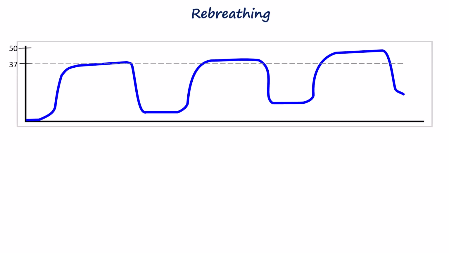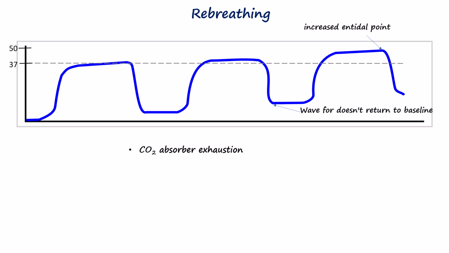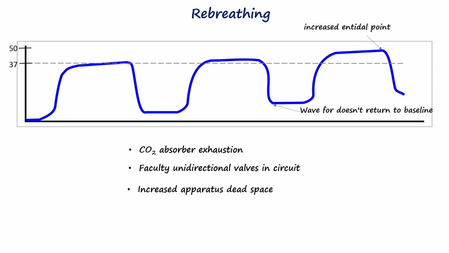Rebreathing on the capnograph is indicated by a waveform that does not return to the baseline during the inspiratory phase, showing the presence of CO2 in the inspired gas. This suggests that the patient is inhaling previously exhaled CO2. This might also lead to an increase in EtCO2 level. Common causes include exhaustion of the CO2 absorber in the anesthesia machine, faulty unidirectional valves, increased apparatus dead space, or inadequate fresh gas flow in non-rebreathing systems.